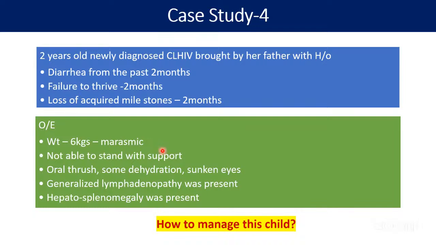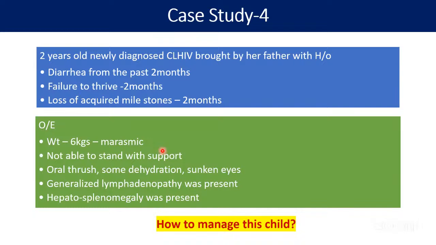It's totally wasted, marasmic, not able to stand with support. Oral thrush, some dehydration, sunken eyes, generalized lymphadenopathy, hepatosplenomegaly. So there are various problems in this child. This child is having a persistent diarrhea, severe malnutrition, loss of acquired milestones, maybe CNS involvement. Child is having oral thrush. Child is having hepatosplenomegaly. So you name any of the things, everything is there.